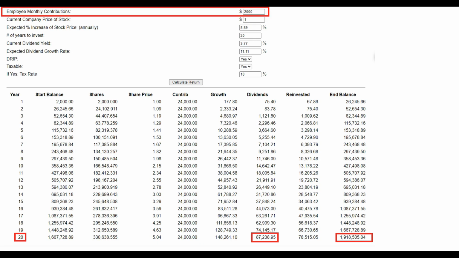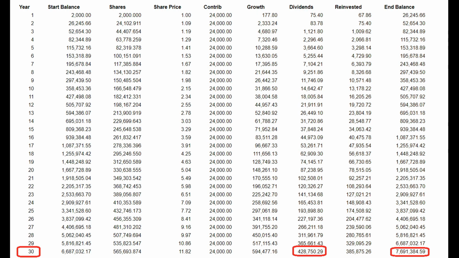But we're not done. Let's finally check what happens if you decide to save up a bit more and invest $2,000 in the ETF every month. Your final result is $1,918,000 with $87,000 in yearly dividends. Finally, let's see what the scenario gives us on the 30th year. $7,691,000 and $428,000 in yearly dividends.